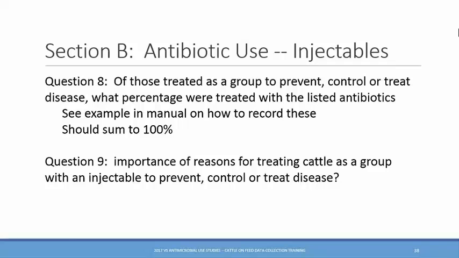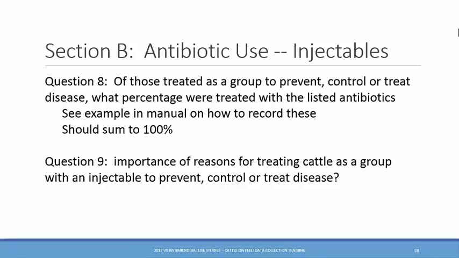Right. So if we go on to question 8, of those treated as a group to prevent, control, or treat disease, we ask what percentage were treated with the listed antibiotics. We have an example at the bottom of page 68: 8A through 8M, the antibiotics used, should sum to 100%. So for example, if 25% of the cattle were treated as a group in question 7, question 8 asks, of that 25%, what antibiotic was used. If 50% were treated with Exceed and 50% with Resflor, you would put 50 for 8D and 50 for 8C, and that would total 100%.